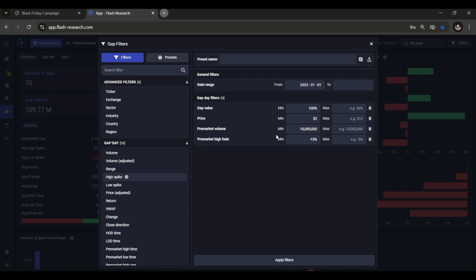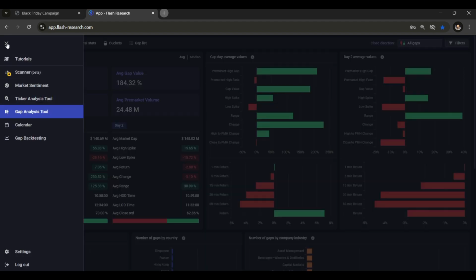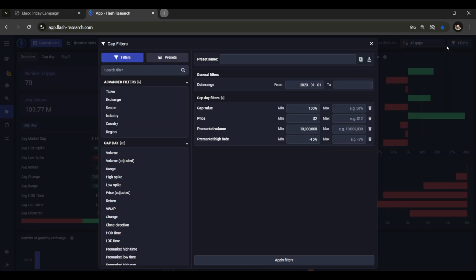So we are coming straight to the gap analysis tool. As you see, it's the one located here, and I prepared a little search for you. In this case, I selected a date range from the 1st of January 2023. We are looking for stocks with a minimum gap value of 100% and a minimum price of 2. No maximum price, let's leave it at 2, and that's it.